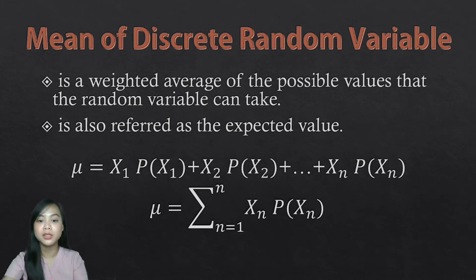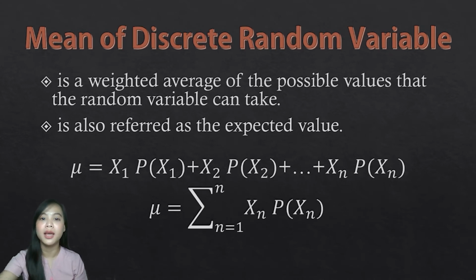the sum of products. Sum of products of what? Of our random variable x and its probability, from i equals 1 up to n, where n is the total number of the possible values of your random variable. We already discussed how to construct a probability distribution. Again, the probability distribution is composed of the random variable and the probability. That probability distribution can be used in getting the mean of a discrete random variable.